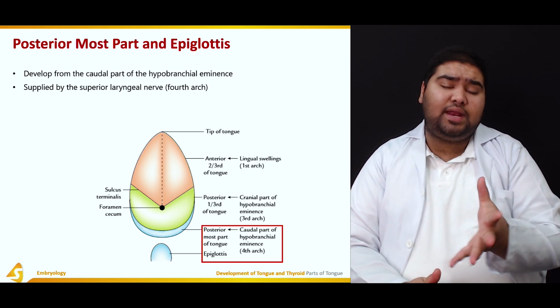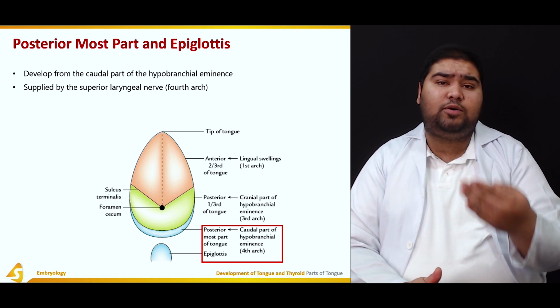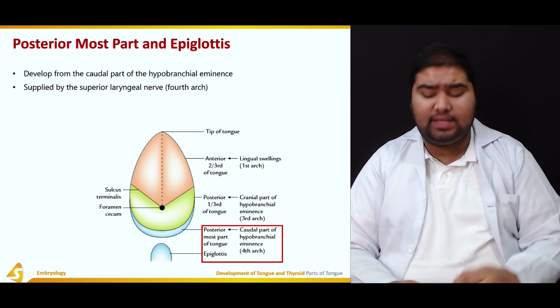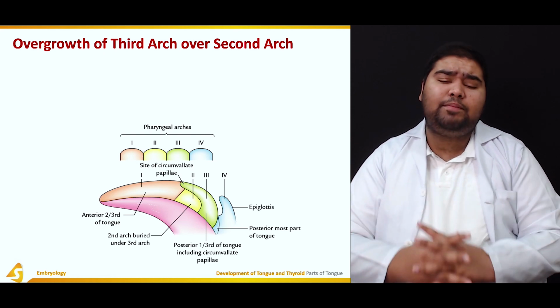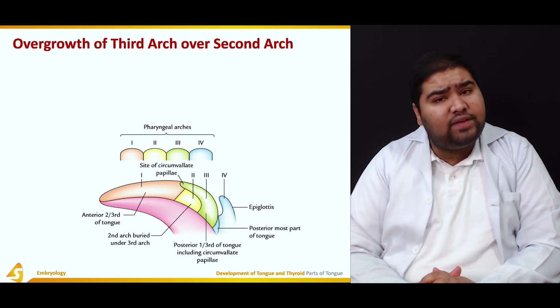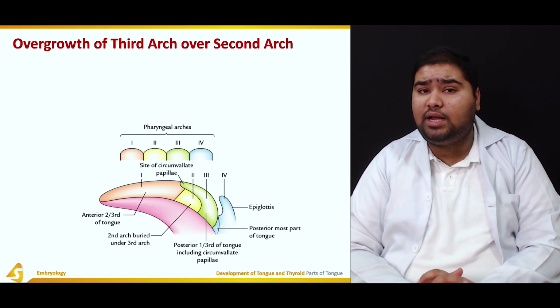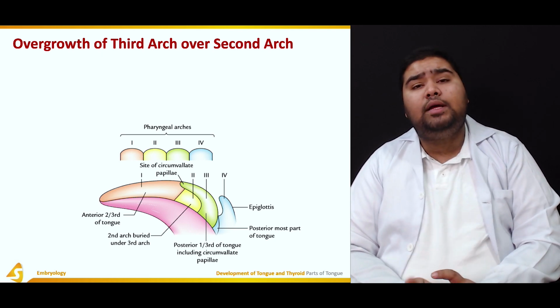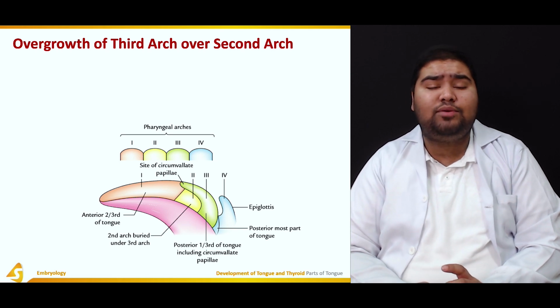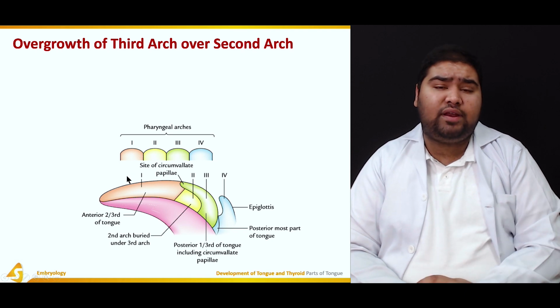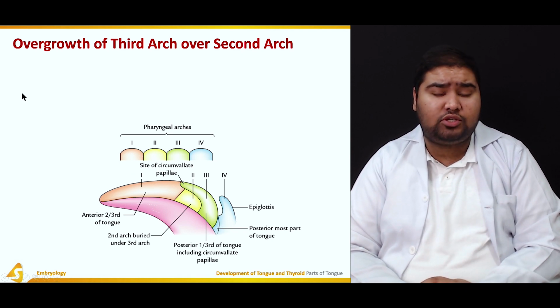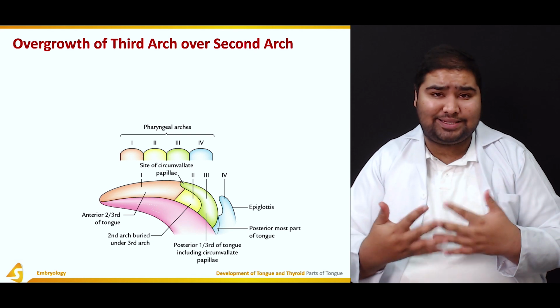Hence, the superior laryngeal nerve is responsible for the nerve supply of this area. Now, during development, we've talked about the nerve of the first pharyngeal arch, the nerve of the third pharyngeal arch, the glossopharyngeal nerve, and the nerve of the fourth pharyngeal arch, the vagus nerve. However, we have not talked about the nerve of the second pharyngeal arch, the facial nerve. So let's see why that is.